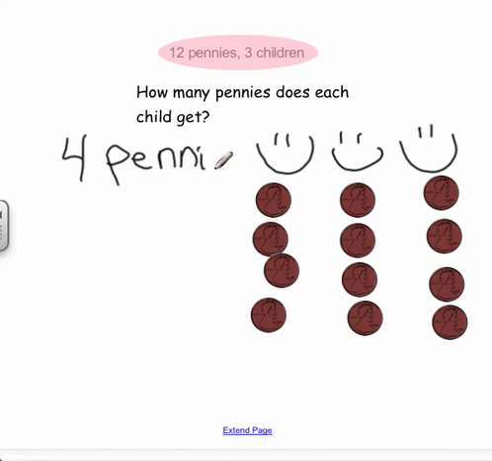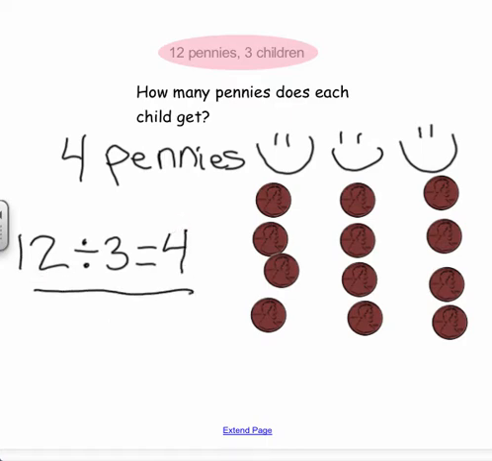If I were asked to write a number model, I would write what I started with, biggest number first in division, 12, and then I would write divided by the 3 people that were there, which equaled my answer of 4. 12 divided by 3 equals 4.